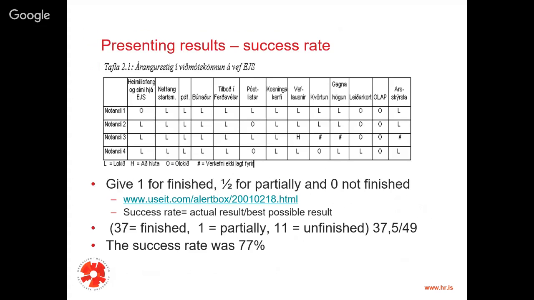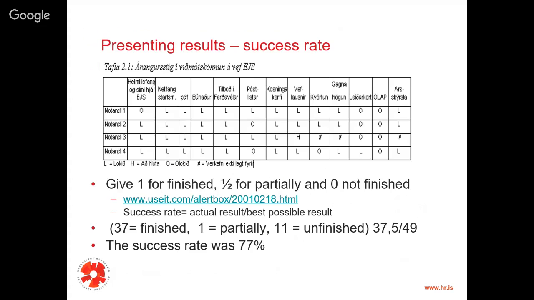We started actually doing this yesterday. This is a success rate for doing user testing. So we have the tasks from left to right. We had 13 tasks and 4 users. The L is for finished, the O is not finished, and partly was H. And then you can give 1 for finished, half for partly, and 0 for not finished. And then you can count: if everybody finishes all the tasks, it's 100%.